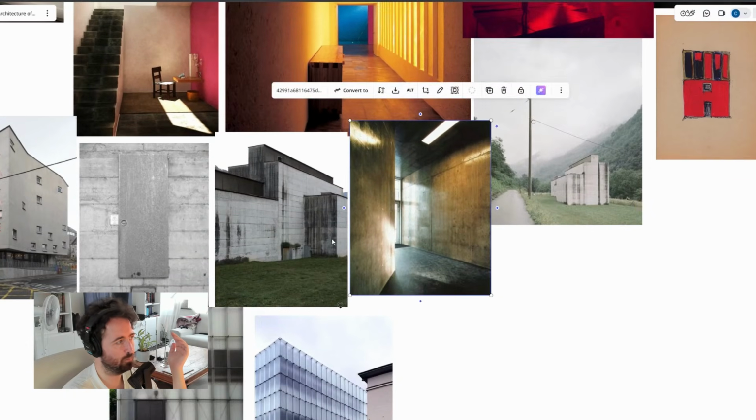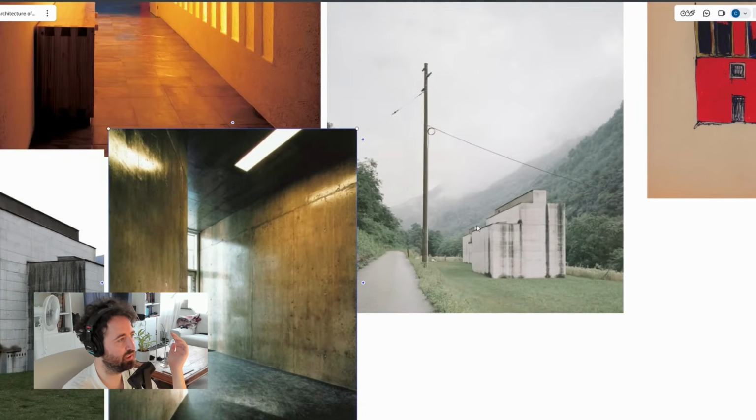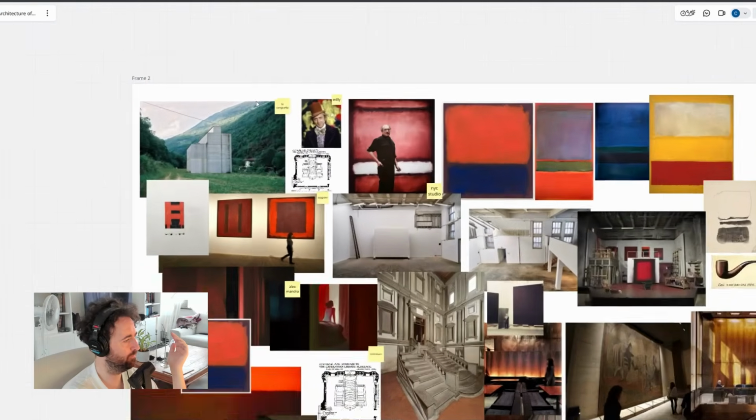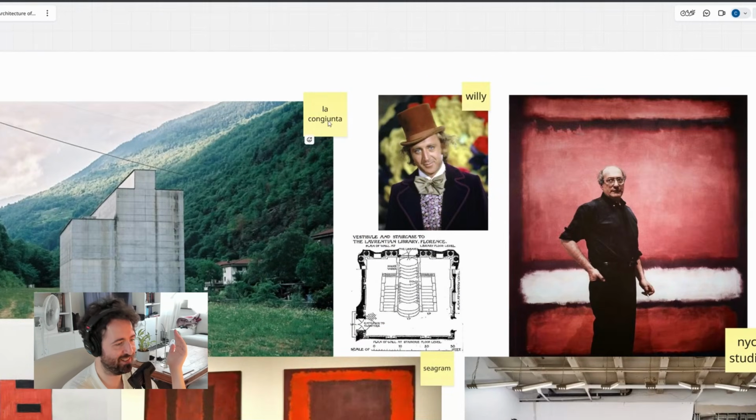Again, this is, how am I saying this? Am I saying this correct? I got to check the name of it again. I want to be careful here. This is La Congiunta. Don't know if I'm saying that right, which is an art gallery in itself.